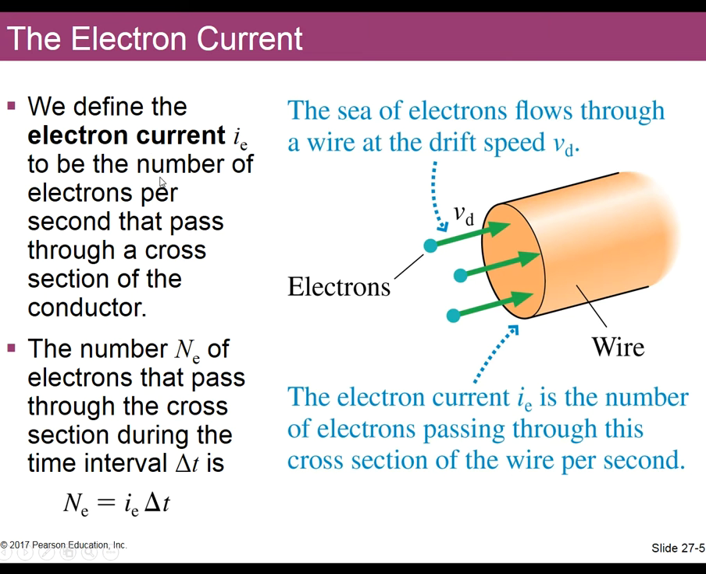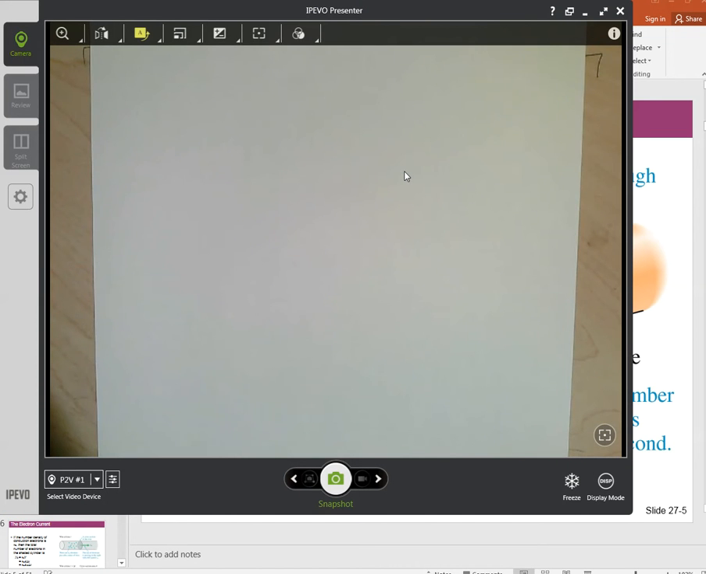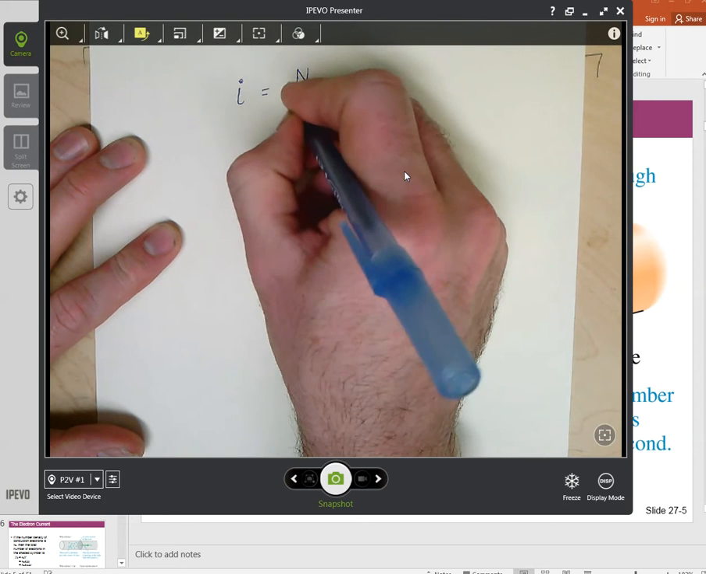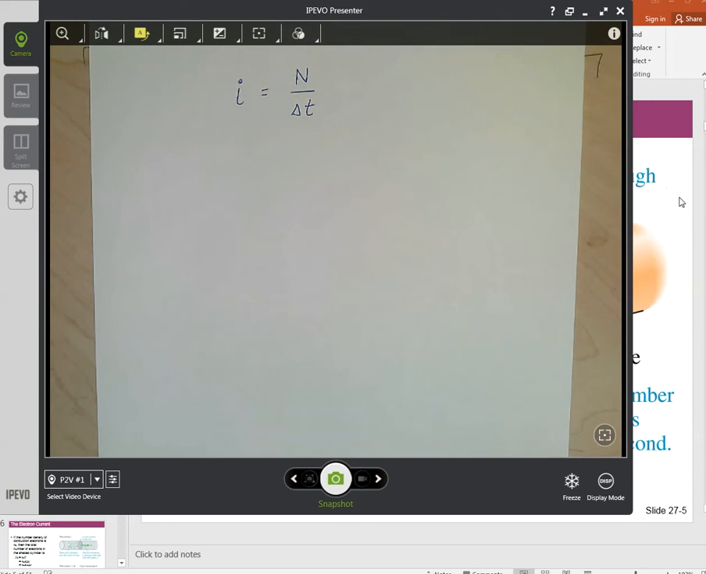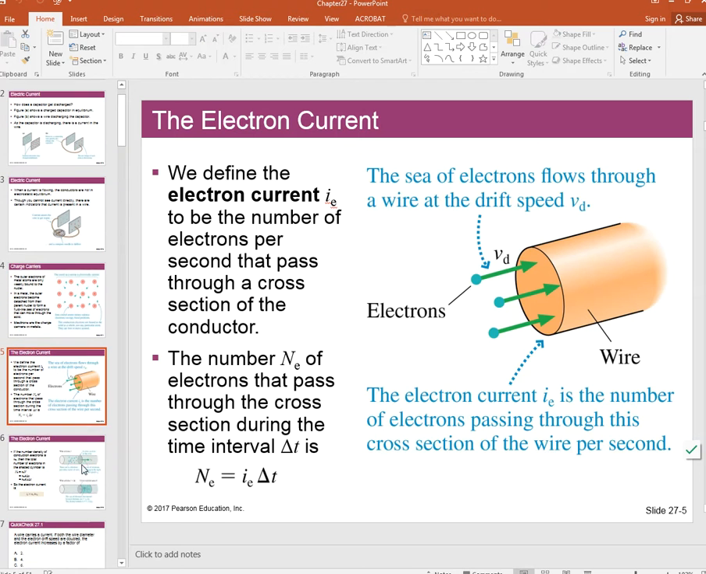We define the electron current to be the number of electrons per second that pass through a cross-section of the conductor. So in other words, to say this mathematically, perhaps at this point I'll move to the notes here. I'll say that this current of electrons is the number of electrons that move per time. If you flip this around, you can see that it's this equation here: the number of electrons is the current times the time interval. And so this is electrons that are flowing into a wire.